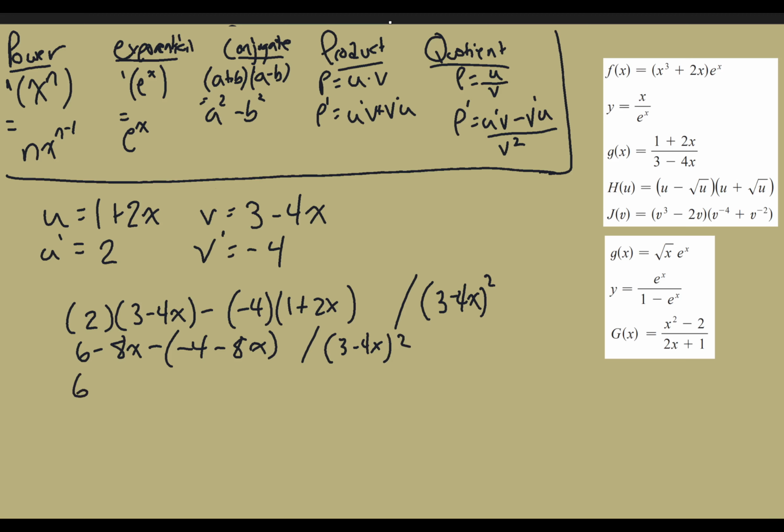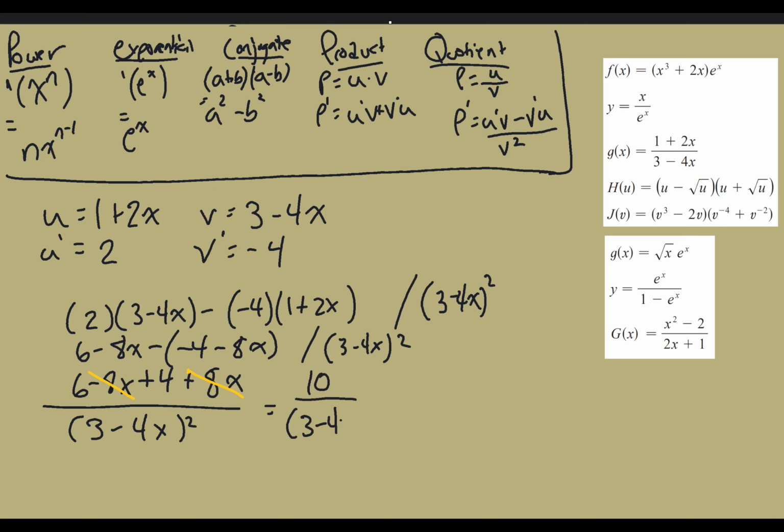So we get 6 minus 8x plus 4 plus 8x over 3 minus 4x squared. Now I notice plus 8x minus 8x. So our answer is going to be 10 over 3 minus 4x squared. That's the derivative for that one.